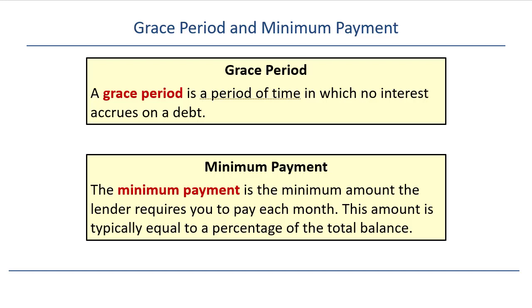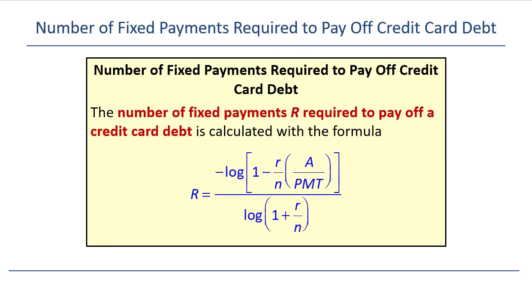A grace period is just a period of time where no interest accrues on a debt. And then the minimum payment is the minimum amount that the lender makes you pay each month. Just know that this amount is typically equal to either a percentage of the total balance, or a lot of times it's just equal to how much interest is earned. That way your balance never goes down and basically you never stop paying them back.